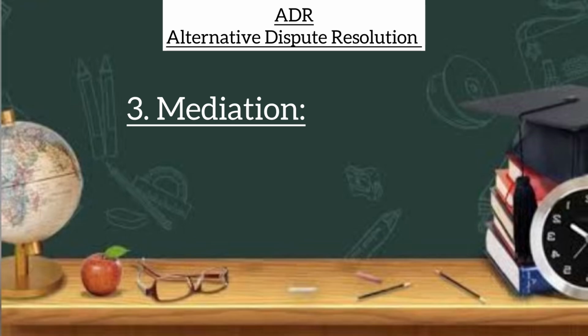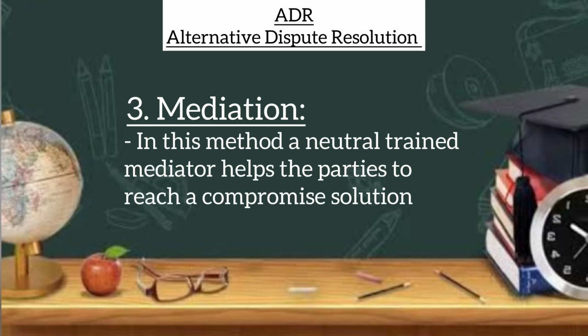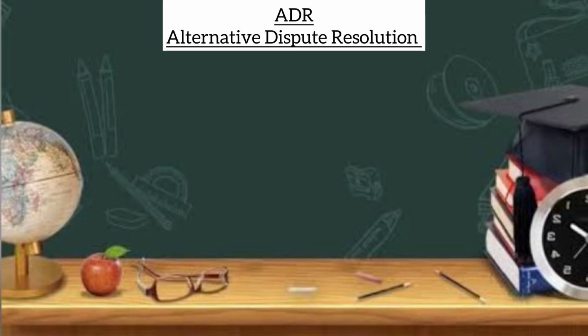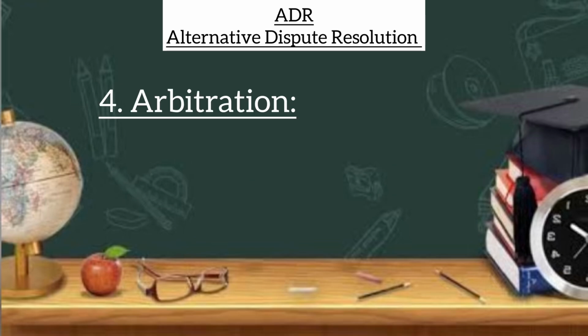The third method is mediation. In this method, a neutral trained mediator helps the parties to reach a compromise solution. The role of a mediator is to consult each party and see how much common ground is there between them. The mediator will not play an active role in the process, will not share their own views, will just act as a facilitator. As there are four methods of ADR, the last one is arbitration.